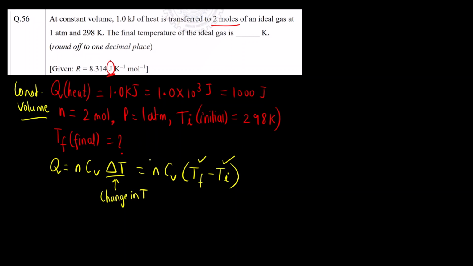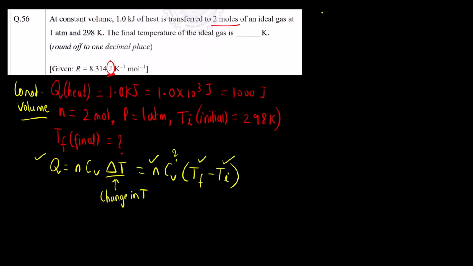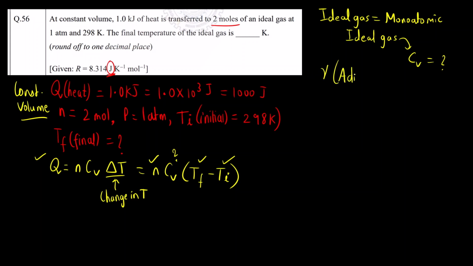Now, for finding the value of T final, we need Ti. Initial temperature is given, number of moles is given, and the value of heat is given. What is not given is Cv. Now, the question is, how do you find the value of Cv? Since it is not given for the ideal gas, we can consider a monoatomic ideal gas. For a monoatomic ideal gas, to find Cv, we must know the value of gamma, the adiabatic constant.